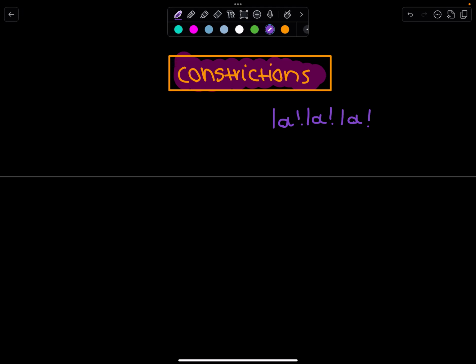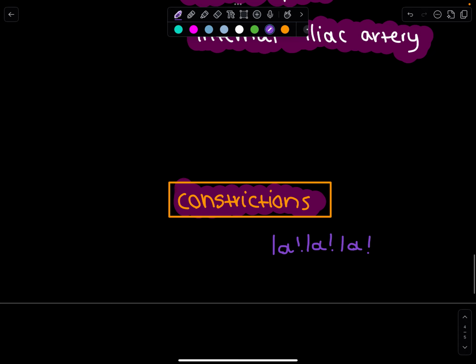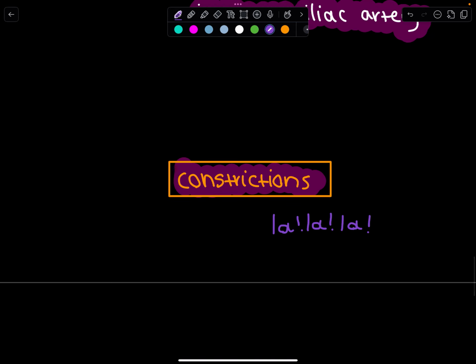No, that's so good. Let's talk though about ureteric constrictions. We have the ureteropelvic junction, the crossing of the common iliac artery, and the site of entrance to the bladder.